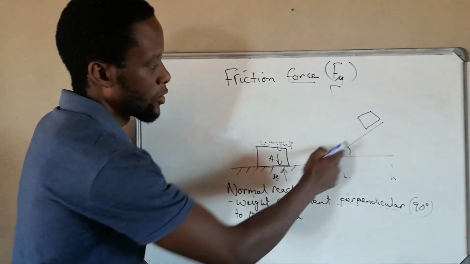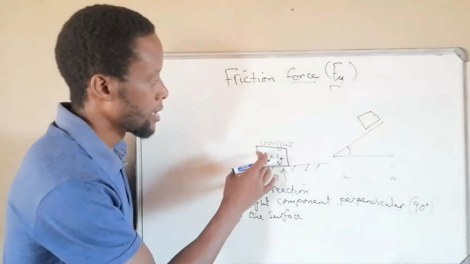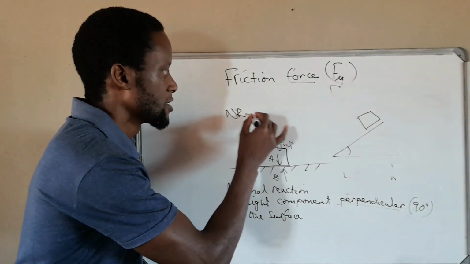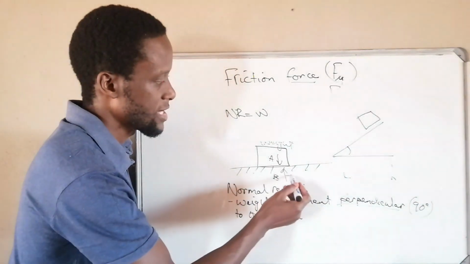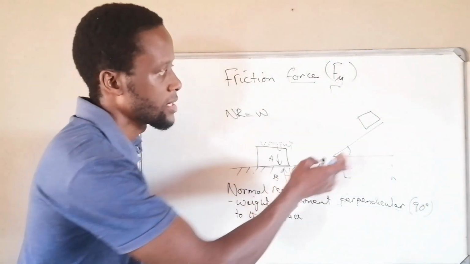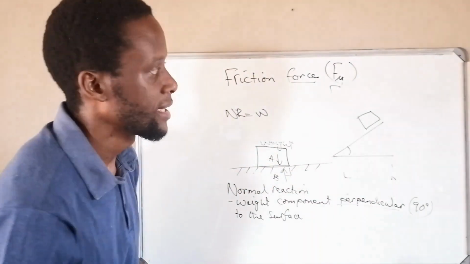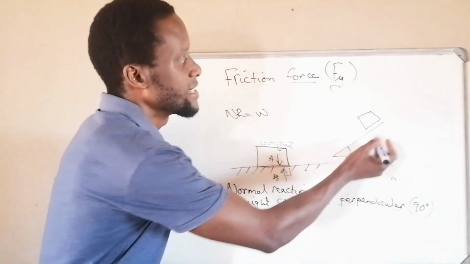In this case, the normal reaction is not equal to the weight. In this one, the normal reaction is equal to the weight, because the weight is what is pushing against the surface. So the surface reacts at 90 degrees, equal to the weight. But when it comes to this case, the normal reaction, it is the surface.